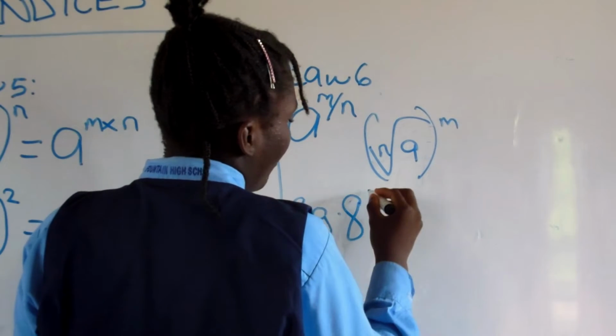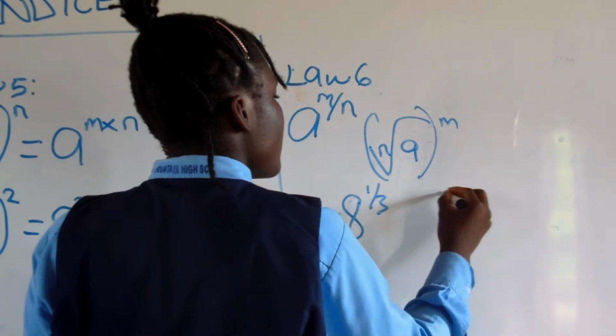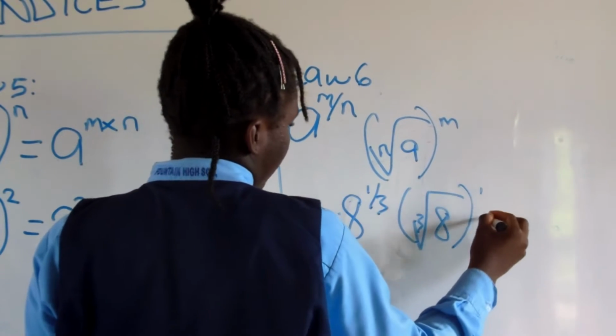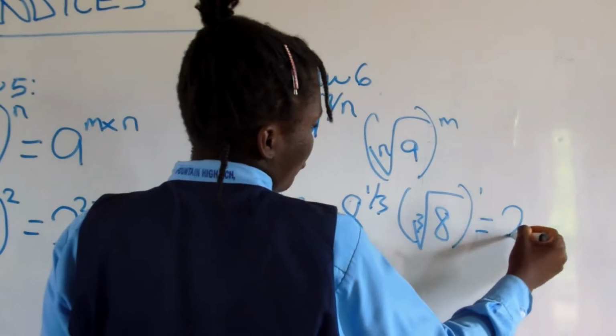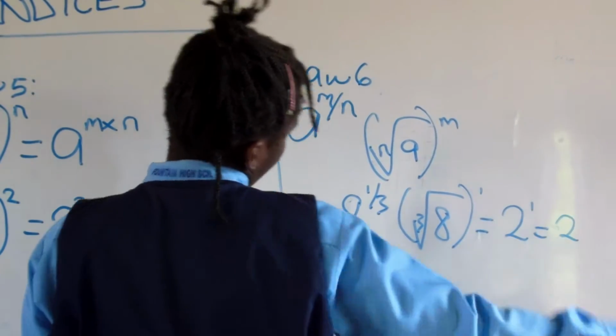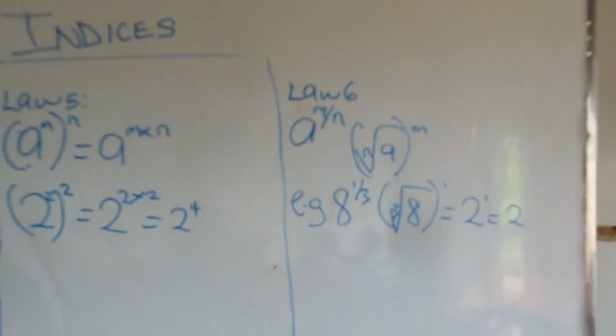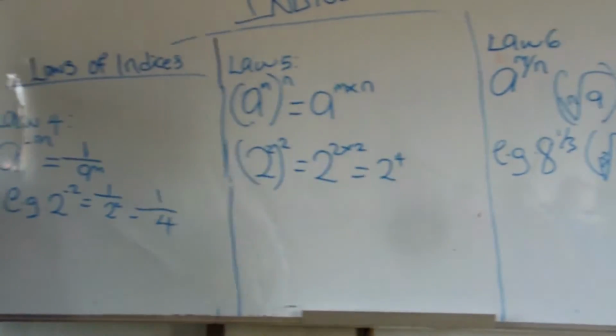8 raised to the power of 1 over 3, this means the cube root of 8 all raised to the power of 1, which is equal to, the cube root of 8 is 2 raised to the power of 1, which is 2. So now that we're finished with the laws of indices, we're going to apply this law and solve some questions on it.